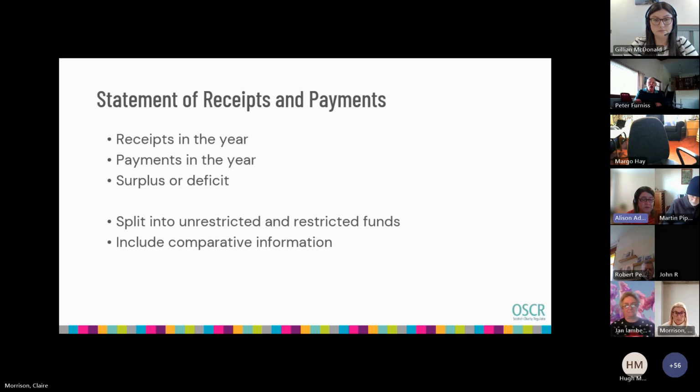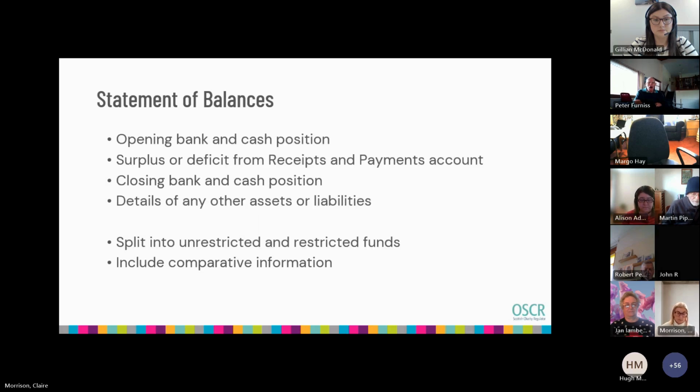To allow comparisons to be made, all figures in the accounts must include the corresponding amount for the previous financial year. As well as a statement of receipts and payments, the accounts must contain a statement of balances. The statement of balances should include a reconciliation of cash and bank balances, showing the opening bank and cash position, the surplus or deficit for the year, and the closing bank and cash position. It is important that the surplus or deficit on the statement of balances is the same as that shown on the statement of receipts and payments, otherwise the accounts will not balance.